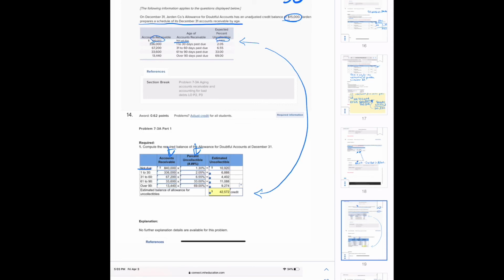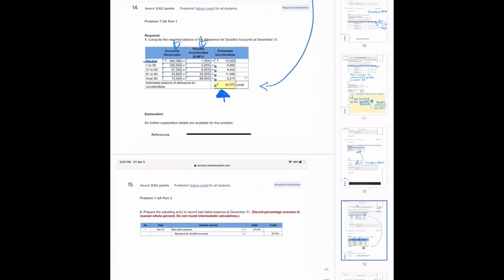And when I take the multiplication of each set of numbers, so 840 times 1.3%, 336,000 times 2.05%, and I do that on down the line, then what I'll end up doing is taking the sum of all of these products, and I will get $42,572, which is my estimated balance of the allowance for the uncollectible accounts. And that's all there is to number 14.